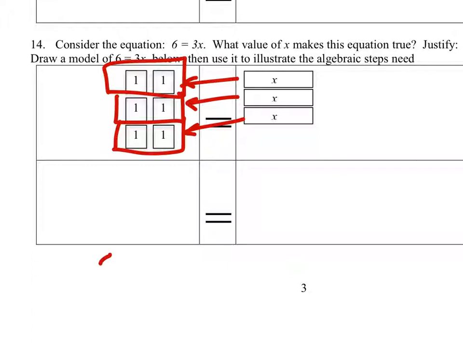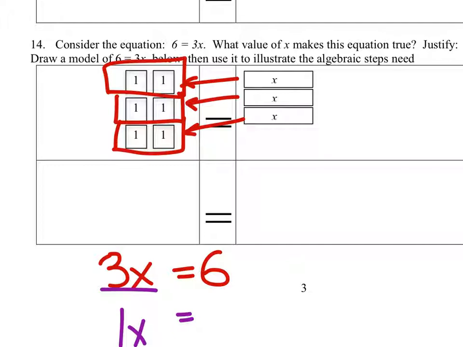Well, if I had 3x equals 6, and I want this to be 1x equals something, how do I make that 3 into a 1? Yeah, you divide it by itself. But again, if you do it to one side, you have to do it to the other side as well. So x equals 2 on this, which is shown in the model as well. It doesn't matter if you put 1x or just x.